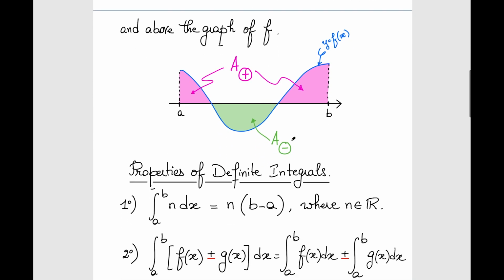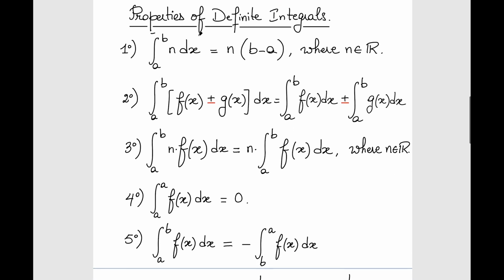All right. And let's revisit these properties. So the integral from a to b of n dx is equal to, so in this case, how would you describe it geometrically? This is the rectangle, right? This is the rectangle having width n and length b minus a. So it's going to be this product, n times (b minus a). Obviously here n is a constant, right?